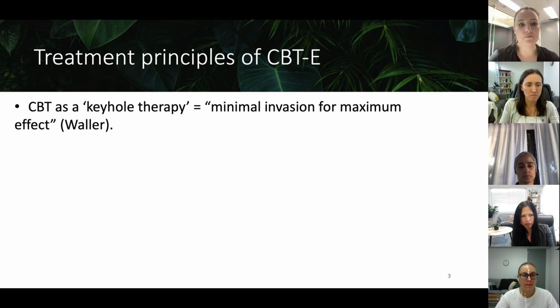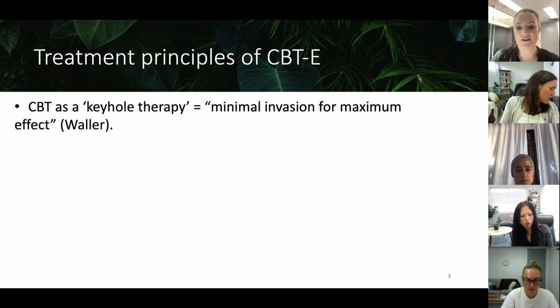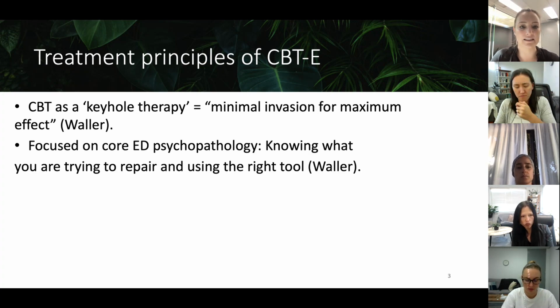So the core principles. Glenn Waller talks about it as being keyhole therapy, which I think is a great analogy. So we're looking at the minimal invasion for the maximum effect. We don't want to drill down to the root or the origin of the eating disorder unless it's absolutely necessary, because we know that we just need to focus on the things in the here and now that are maintaining the eating disorder.